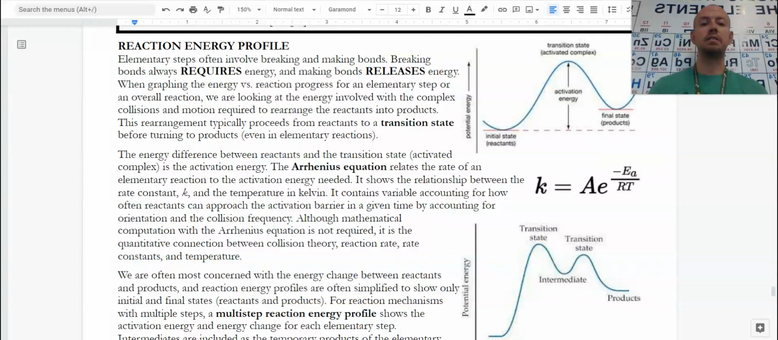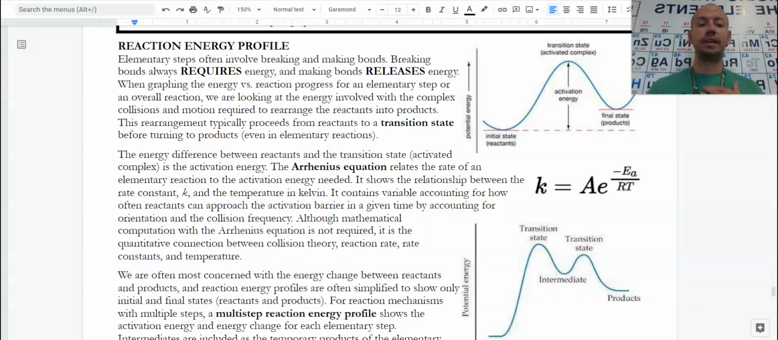There is a mathematical equation that shows a quantitative relationship between several variables, but the key ones to us are the temperature, the activation energy, and the rate constant K. The equation is called the Arrhenius Equation. It relates all of those things. And what it does is it accounts for how reactants approach that activation barrier, and accounts for orientation, collision frequency, and a lot of other factors that might make an activation energy really high or really low.